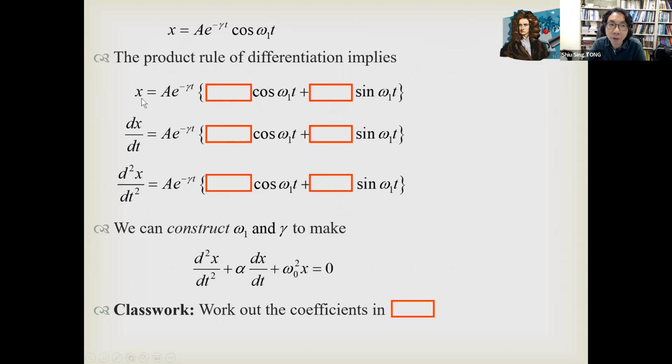Now, originally for x, I only have the cosine term. So this is 1, and the sine term has 0 coefficient. I just write it for completeness. After one differentiation, you should find the new coefficient for the cosine and the new coefficient for the sine. And after two differentiations, I still expect the dependence to be like this, because when I differentiate, sine and cosine just go to the other one: cosine becomes sine, sine becomes cosine. The exponential term doesn't change, so the answer is still in this form.